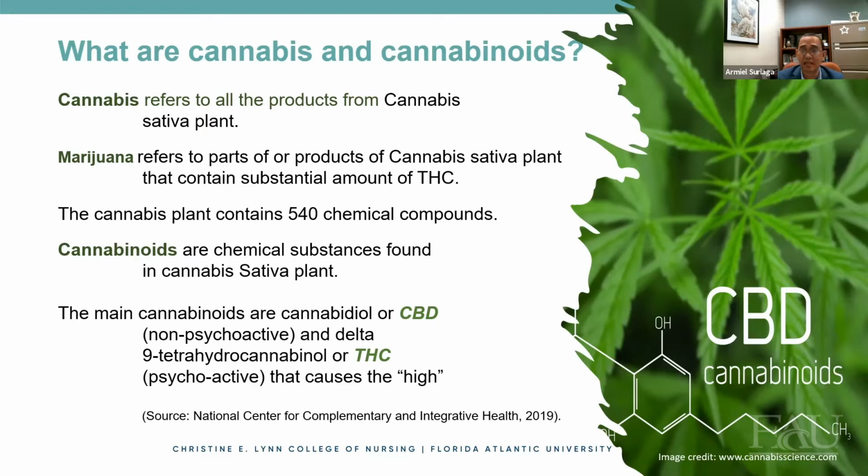The cannabis plant contains 540 chemical compounds, and these chemical substances we call cannabinoids. So cannabinoids are chemical substances which are found in the cannabis sativa plant. And we are concerned with the two main cannabinoids, which are CBD, very popular, cannabidiol, which is non-psychoactive, and delta-9 tetrahydrocannabinol, or THC. This one causes the high, the psychoactive effect.